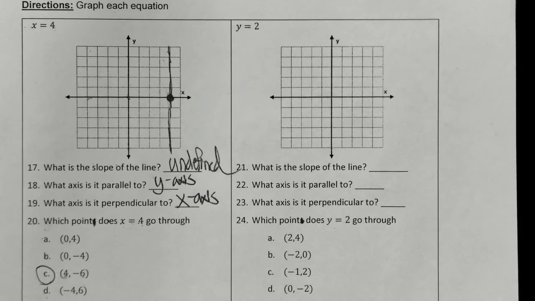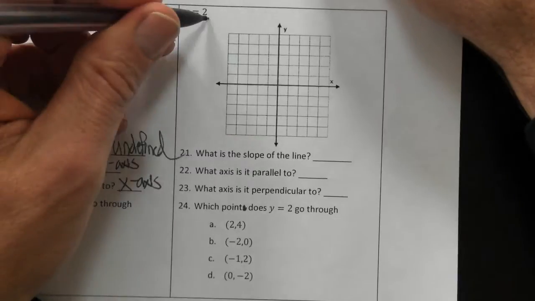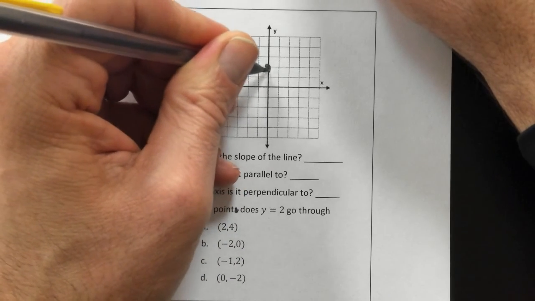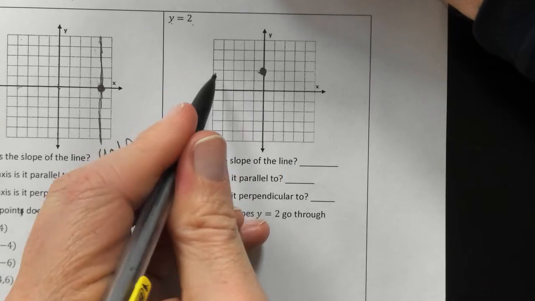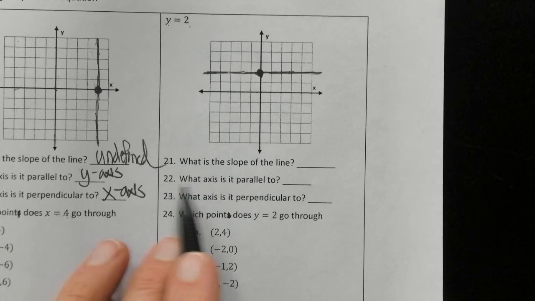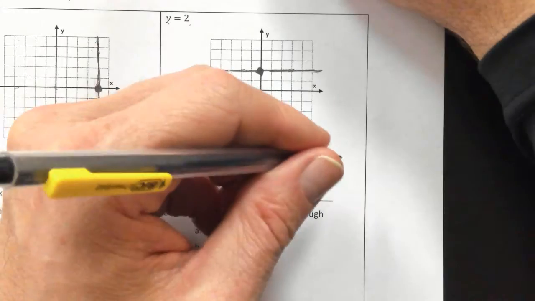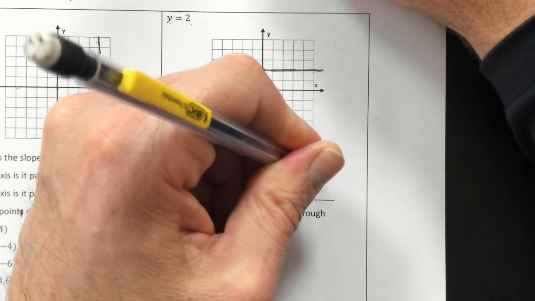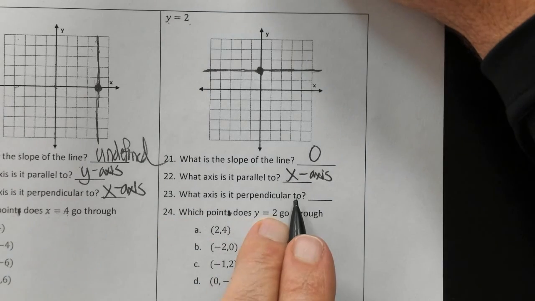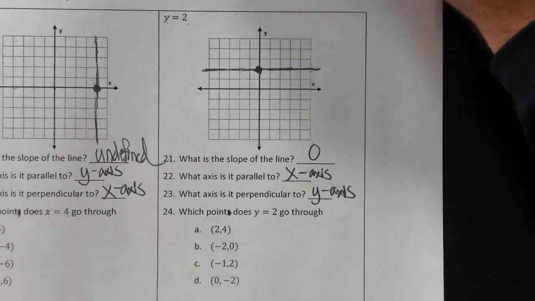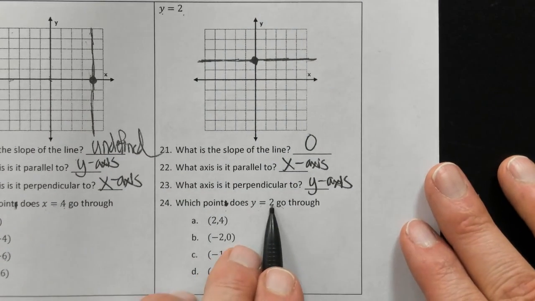Same idea. So now we've got y equals 2 that we're going to have to end up graphing. Let's find 2 on the y-axis. Here it is. So we have a horizontal line that goes through that point. There's the graph of y equals 2. Now that we have the graph drawn in, we can answer the other questions. What is the slope of that line? That would be a horizontal line with a slope of 0. What axis is it parallel to? It's parallel to the x-axis. What axis is it perpendicular to? It crosses the y-axis. And which point does y equals 2 go through?